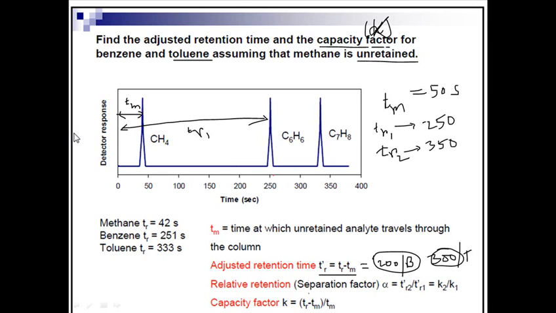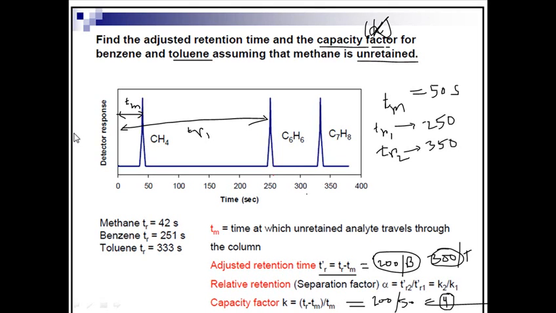Okay, so in this case we have K, which is (Tr minus Tm) by Tm. Here we have Tr for benzene, it will be 250, minus Tm, which is 50. The result is 200 divided by Tm, which is 50. 200 divided by 50 equals 4. So the capacity factor is 4.